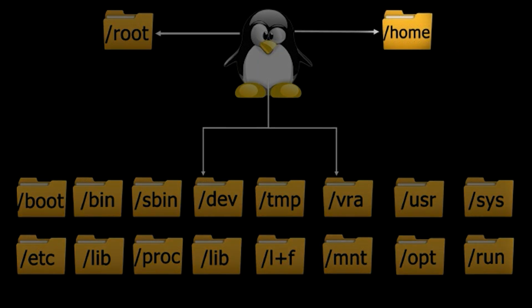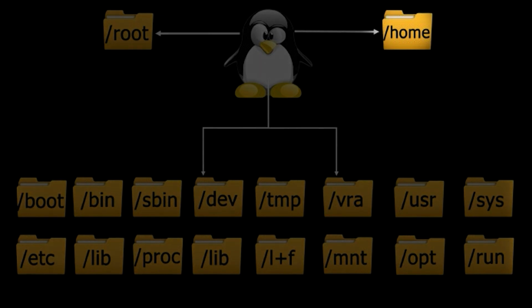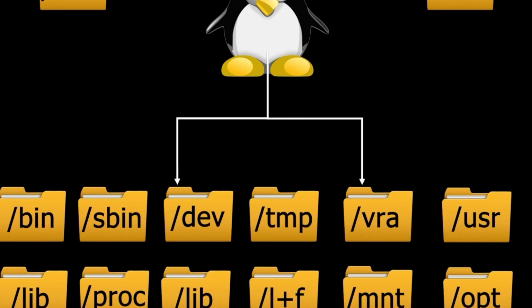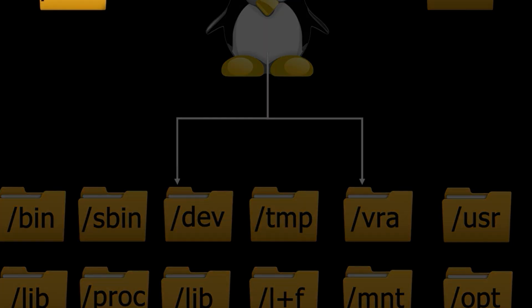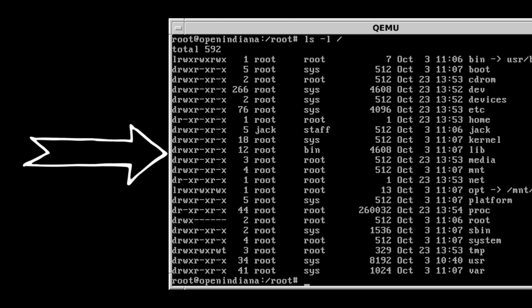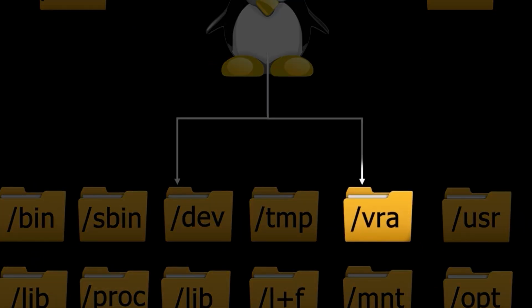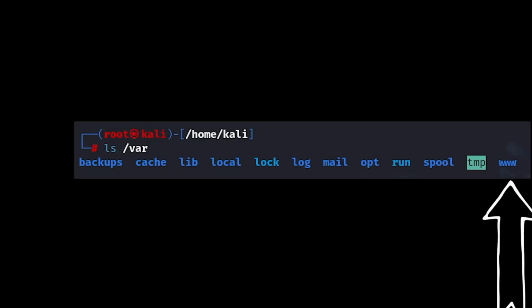Fourteen is /home, directories for regular users. Fifteen is /root, the home directory for the root user. Sixteen is /srv, called serve, which holds data for services provided by the system, such as FTP. Seventeen is /var, called variable, which holds variable data like logs and website files.